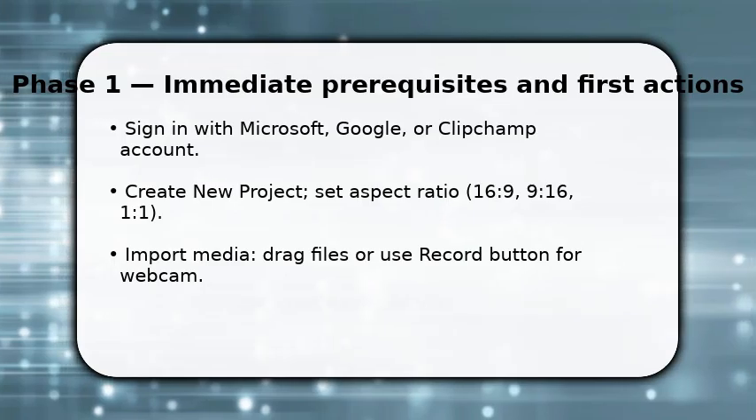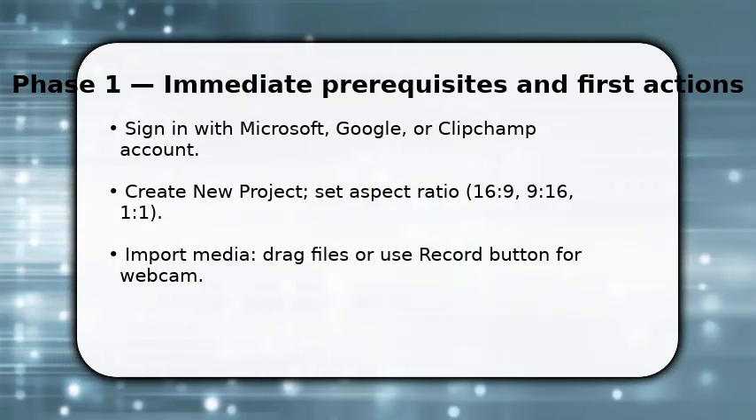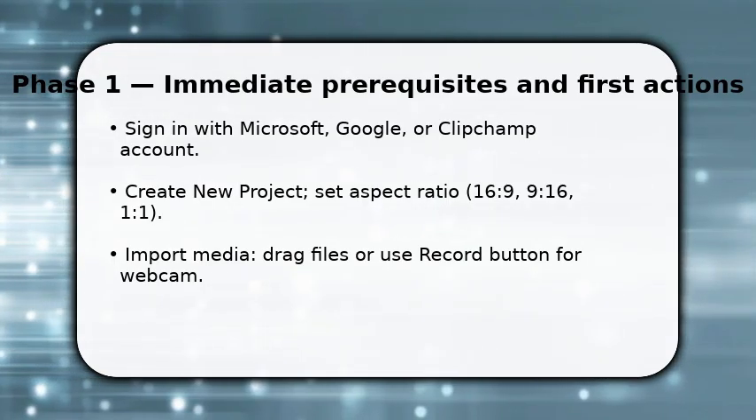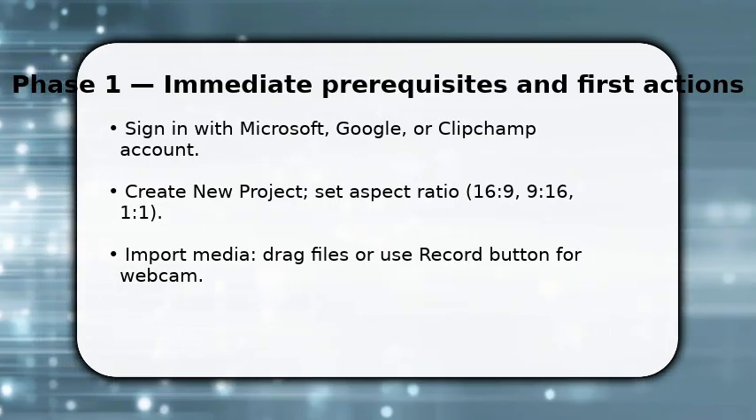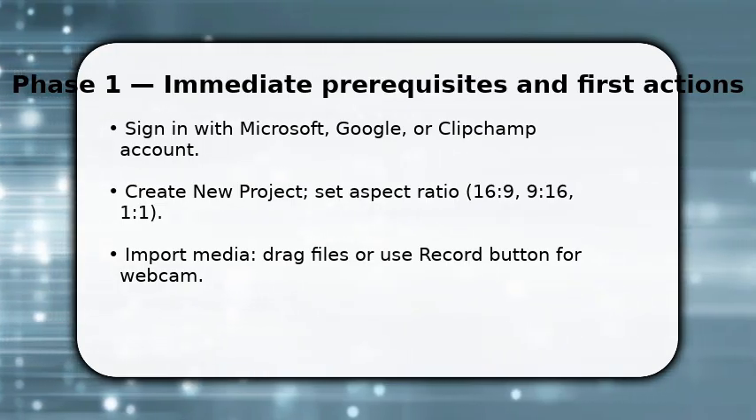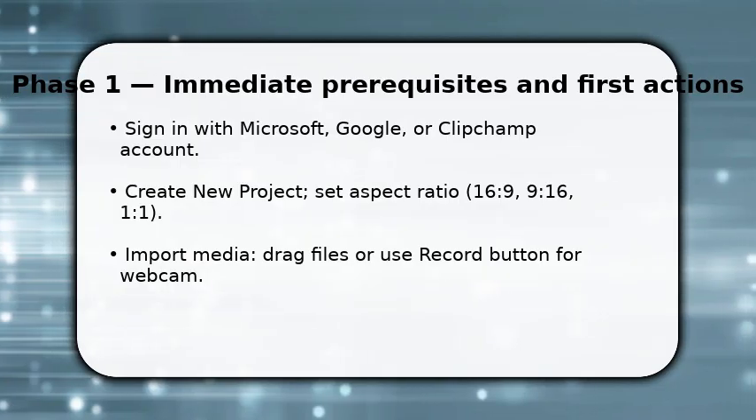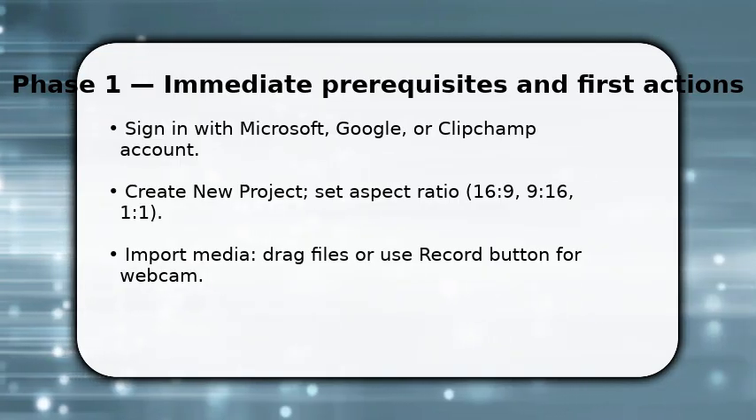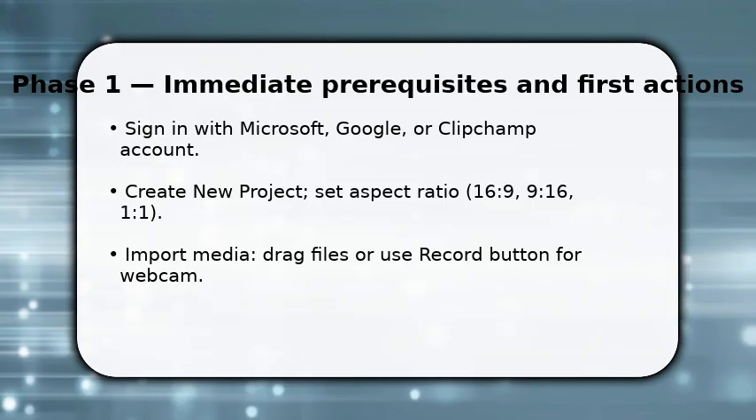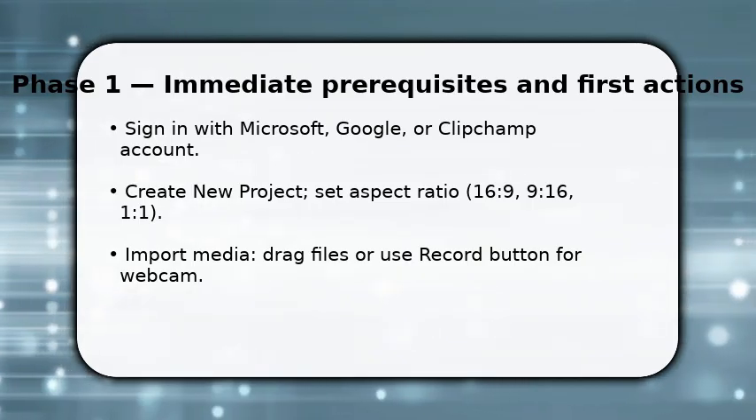You begin by opening Clipchamp and creating a new project. Choose 16:9 for landscape or 9:16 for vertical, depending on your destination. Import your clips now, drag and drop, or use the record button to capture footage. This gets your assets ready and avoids interruptions later.